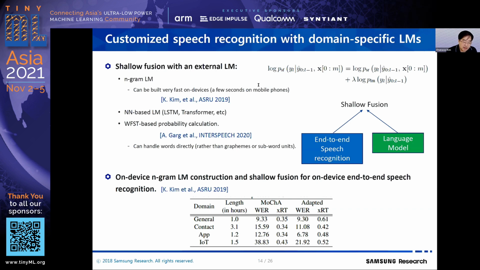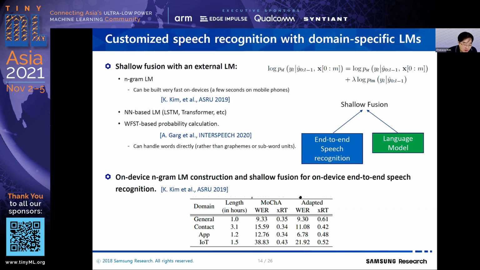This approach is actually very simple. As you can see in this equation, the shallow fusion approach is just doing a linear interpolation of the log probability obtained from the speech recognition model and the log probability predicted by the language model. By constructing a language model using the custom information, we can build a custom speech recognition system. So shallow fusion itself is very simple. We just combine an external LM with the end-to-end speech recognition system.